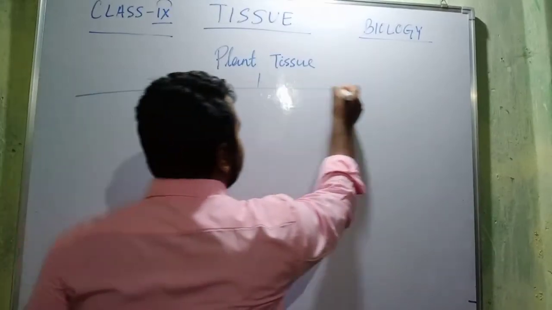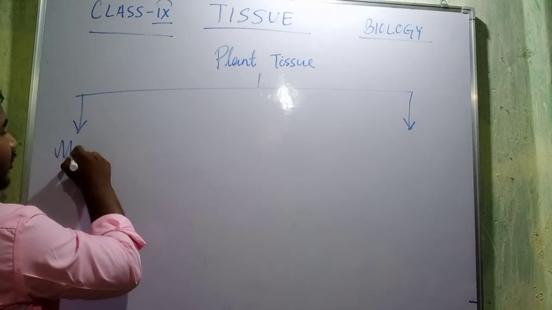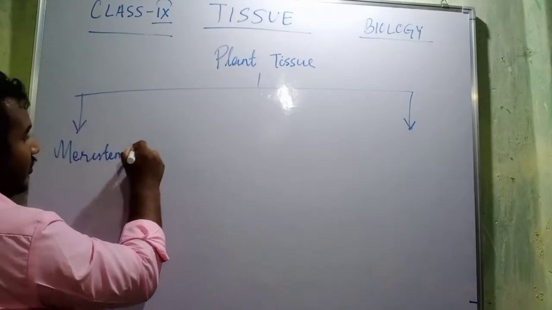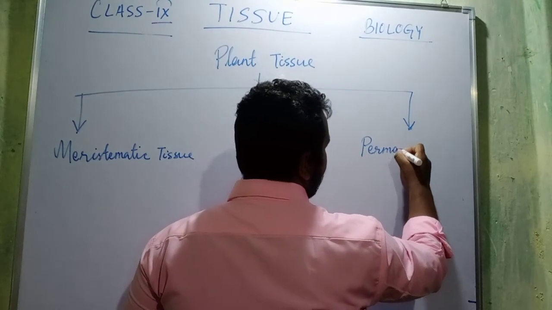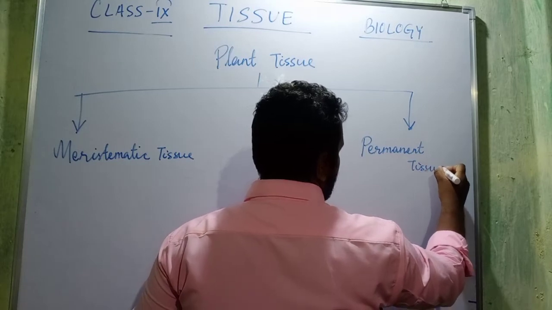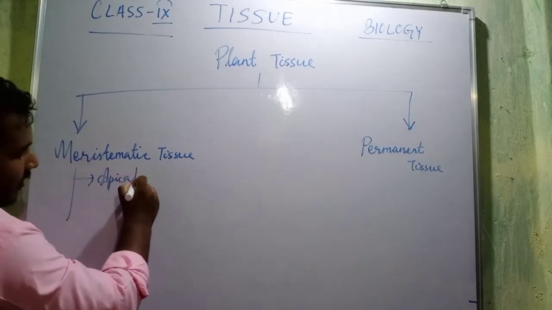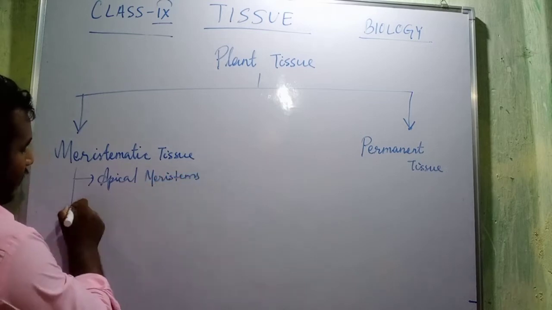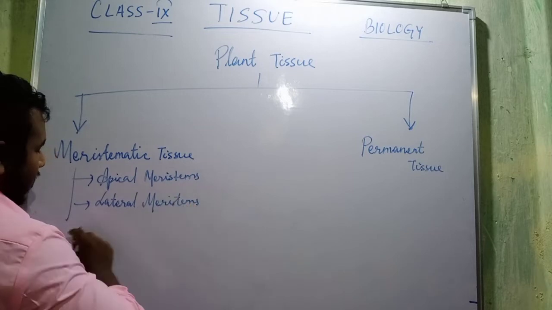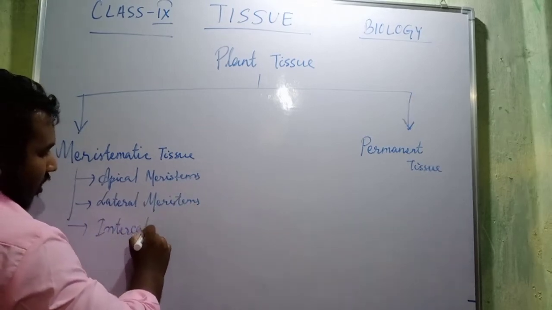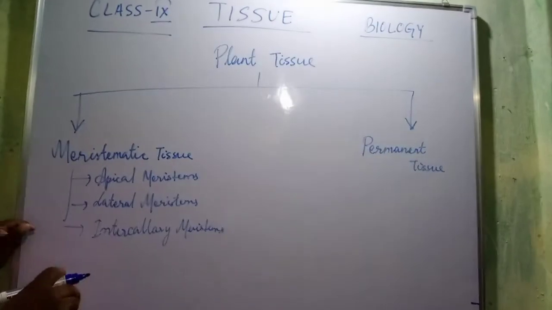Basically, plant tissue is divided into two categories. One is meristematic tissue, which you call growth tissue, and the other is permanent tissue. First of all, write this division. Meristematic tissue, which is called growth tissue, is of three types: apical meristems, lateral meristems, and intercalary meristems.